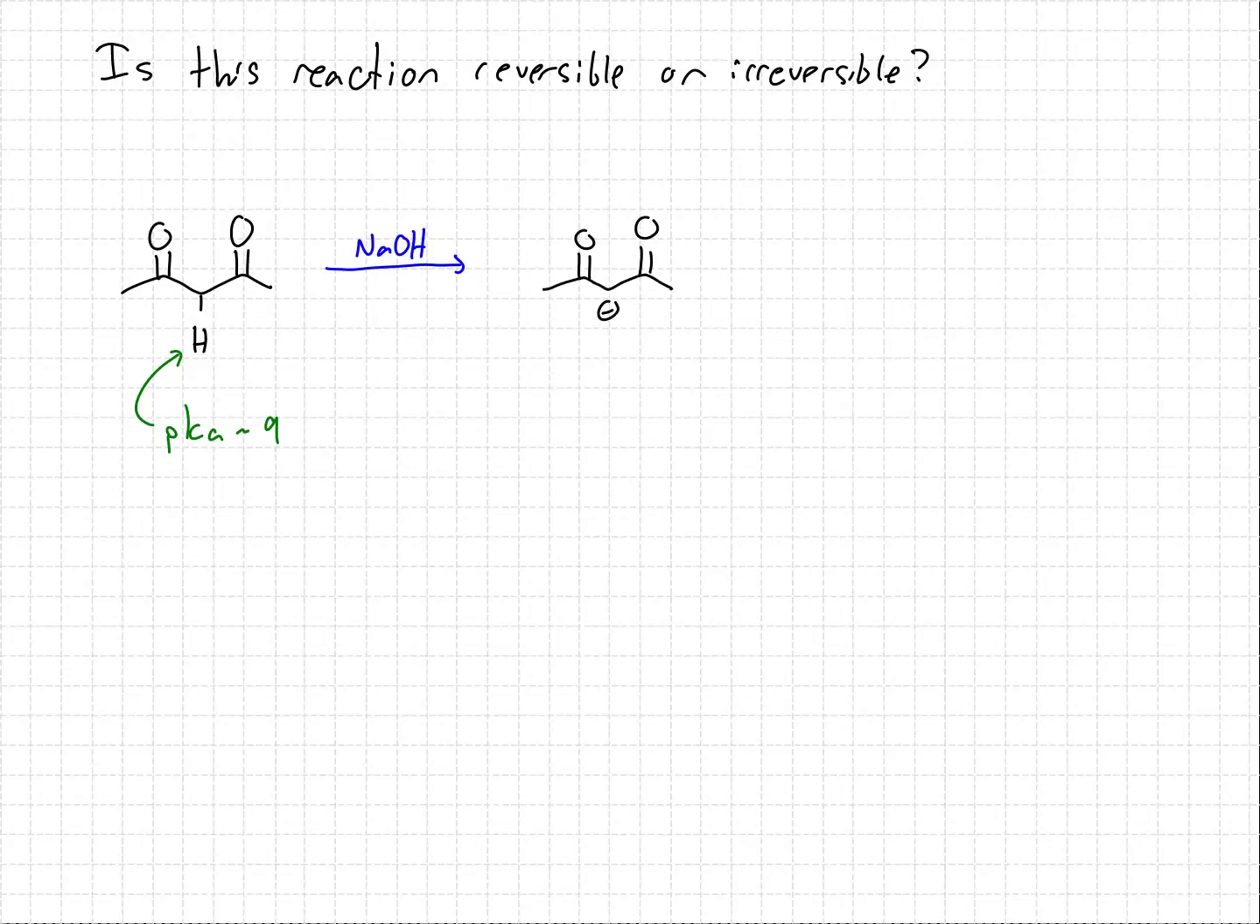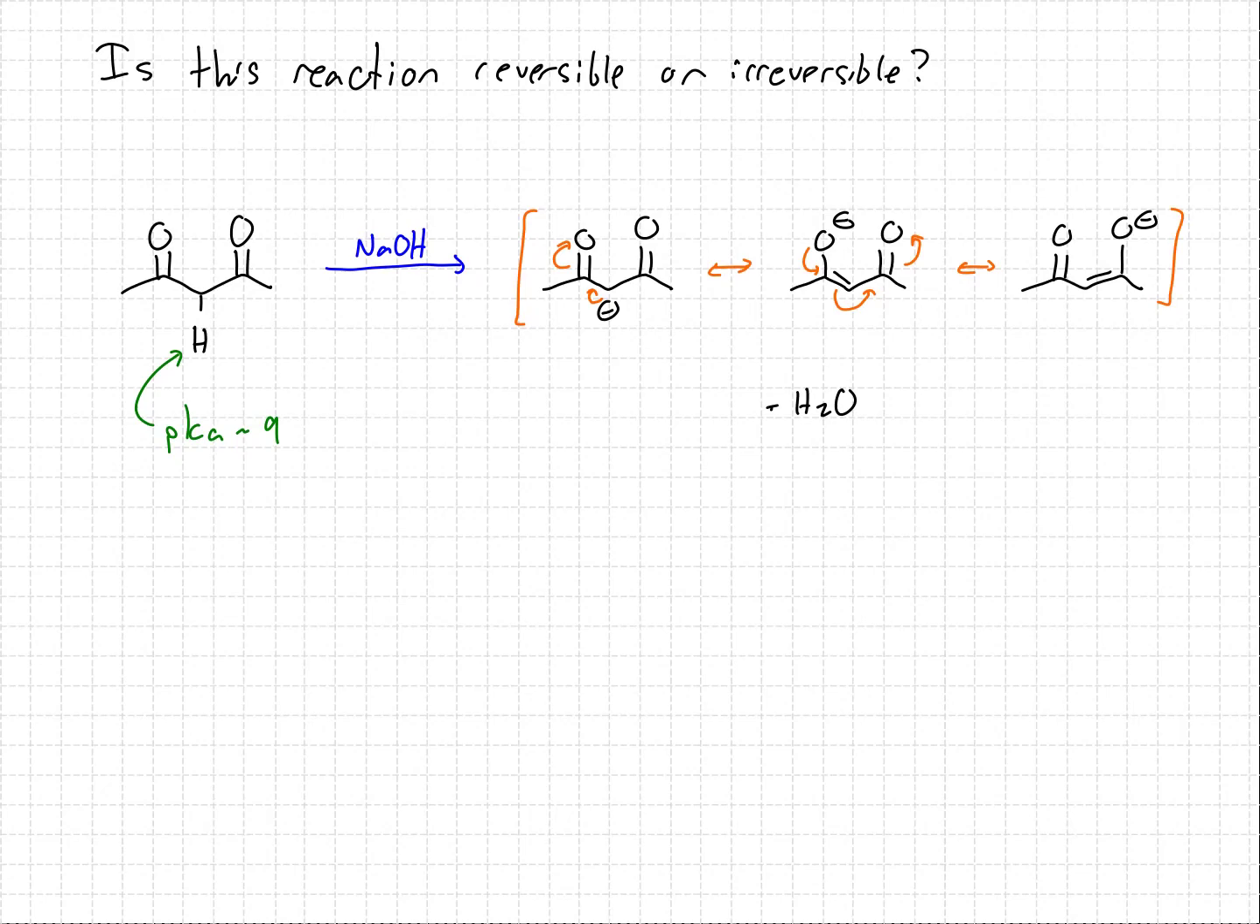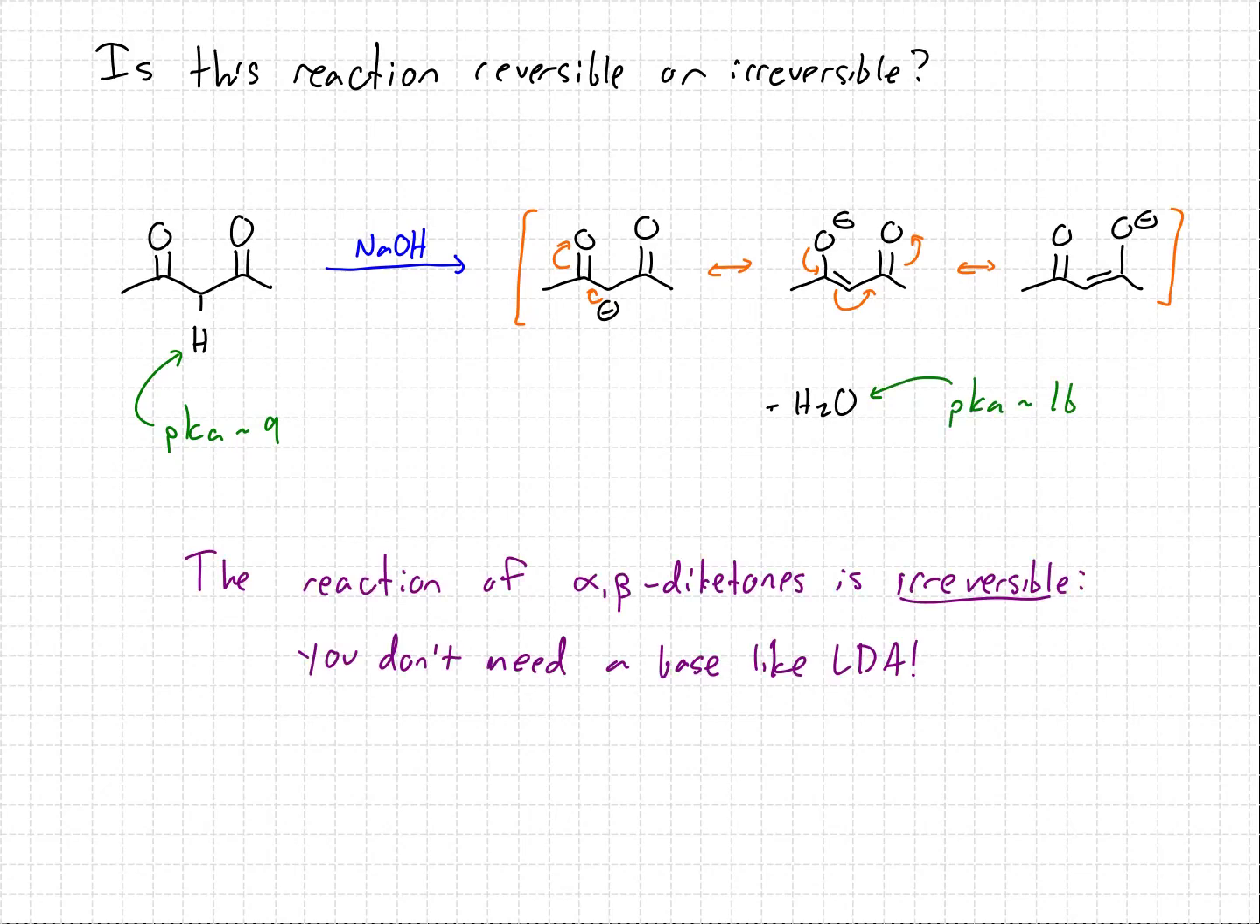So this reaction would produce this anion as its conjugate base, which is resonance stabilized. In fact, for this we can actually draw 3 good resonance forms, 2 of which have the negative charge on an oxygen atom. The conjugate acid that we get in this case is water, which has a pKa of approximately 16. Since these two pKa's are separated by quite a large amount, this reaction is also irreversible.